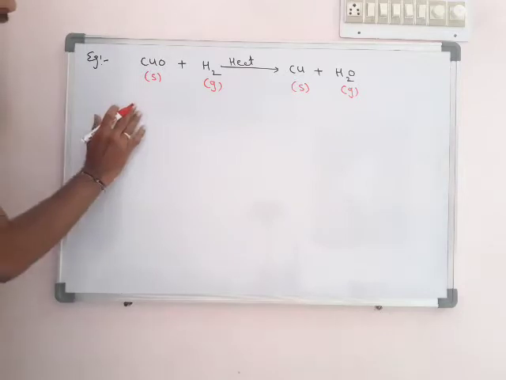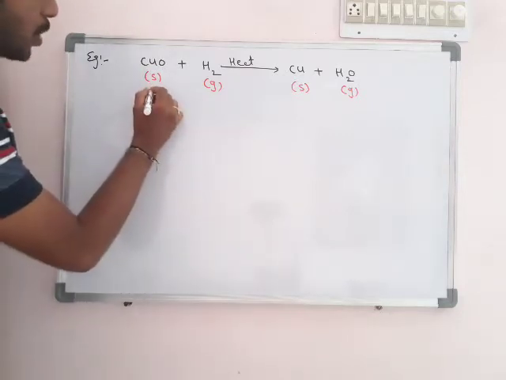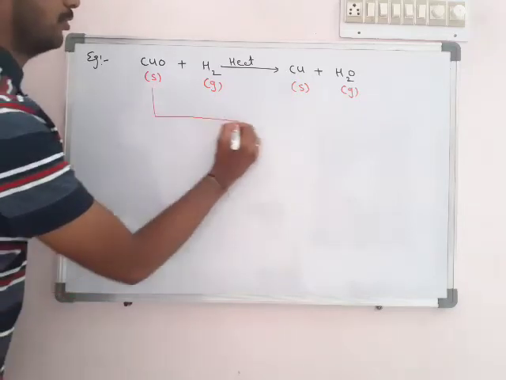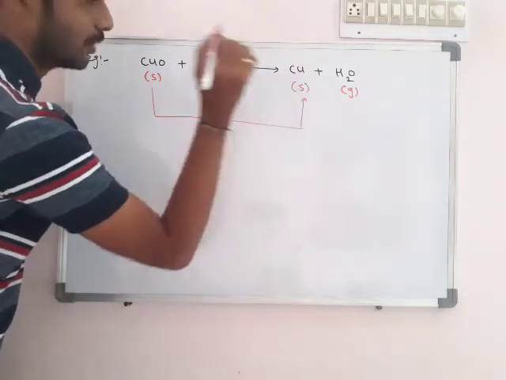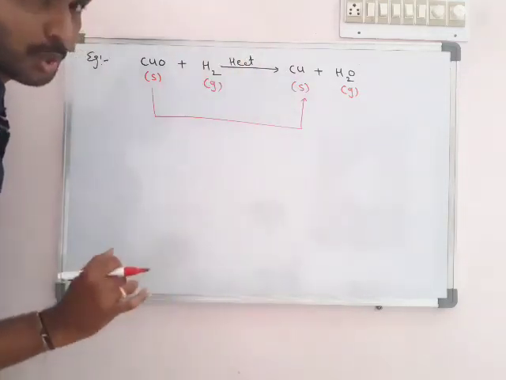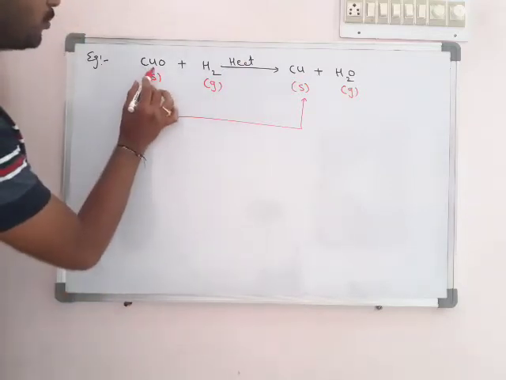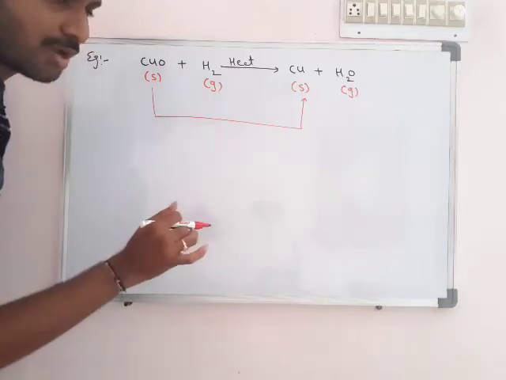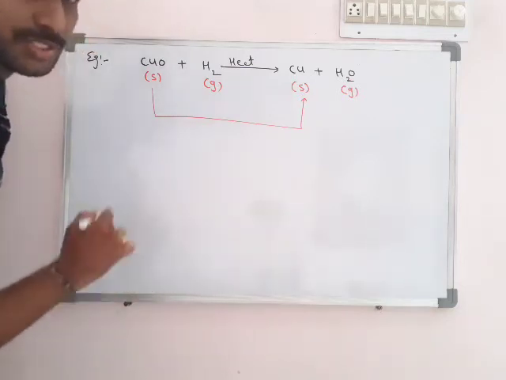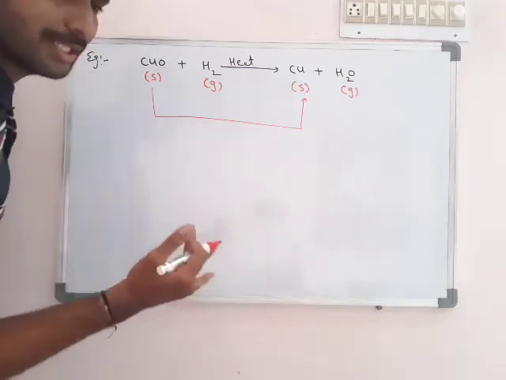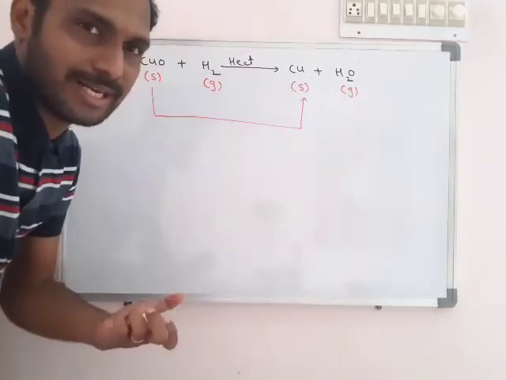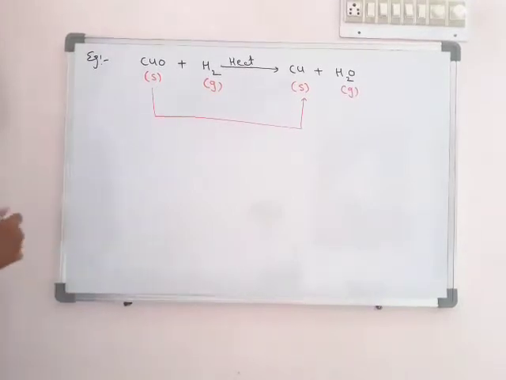So first check this compound. Here cupric oxide changed to copper. So CuO becomes copper and it loses oxygen. It loses oxygen, means it is reduced. CuO loses oxygen, and the losing of oxygen is called reduction.